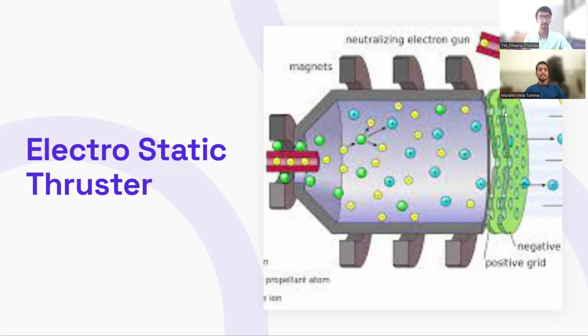We are going to see the new concept that is electrostatic thruster. Murli, what do you mean by electrostatic thruster in your own language? Electrostatic thruster, the name itself suggests that ionization of electrons to produce thrust. Okay, so let us first understand the basics of electrostatic thruster for our audience.